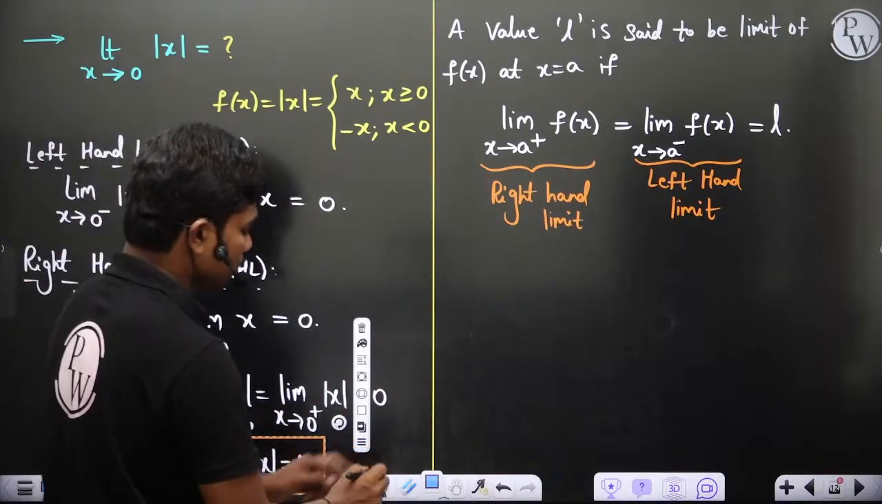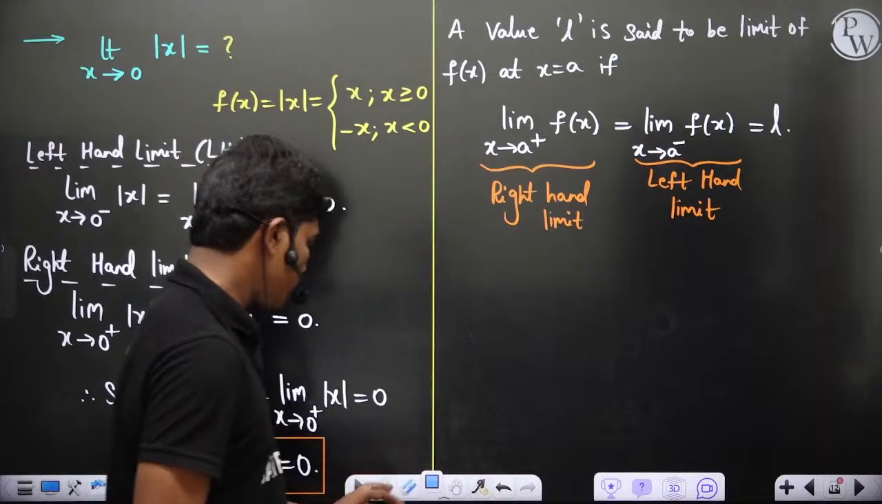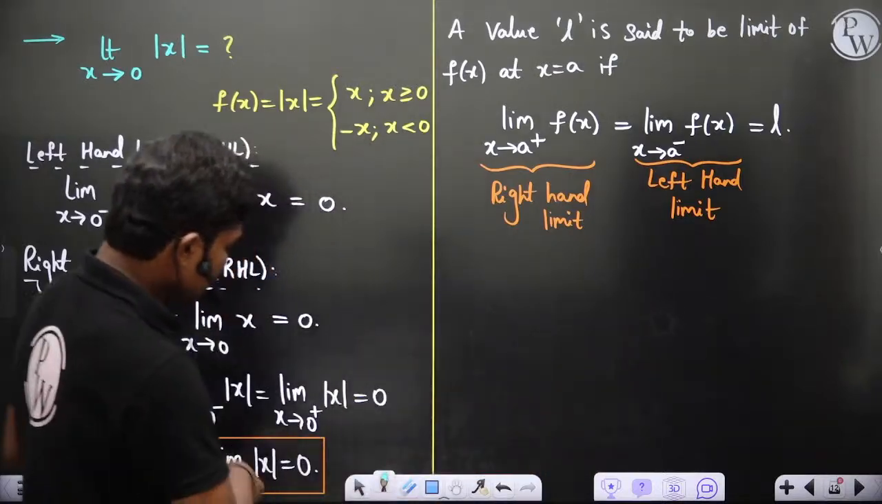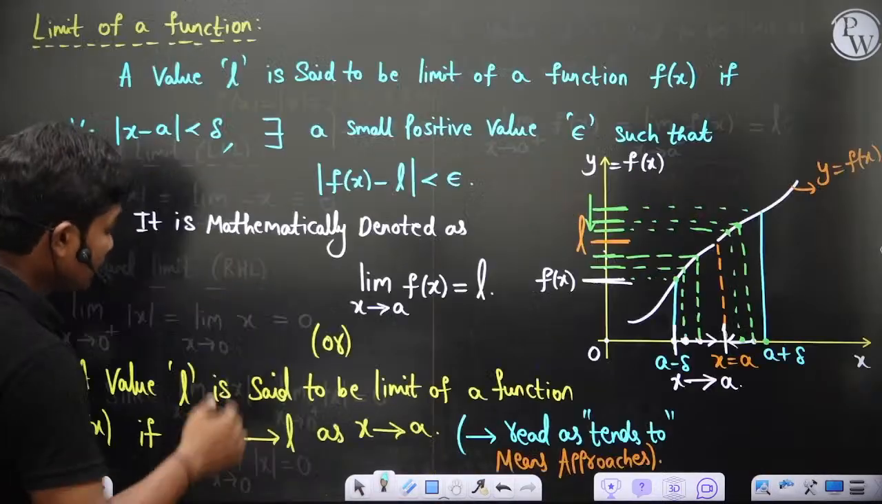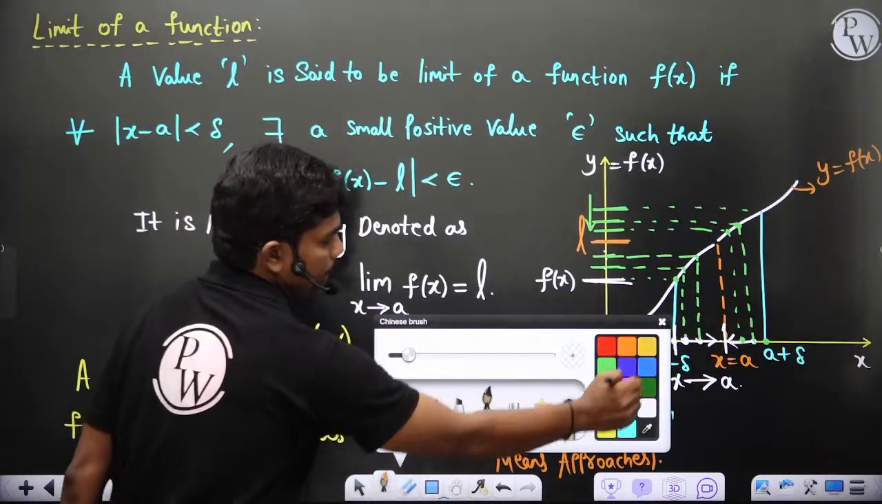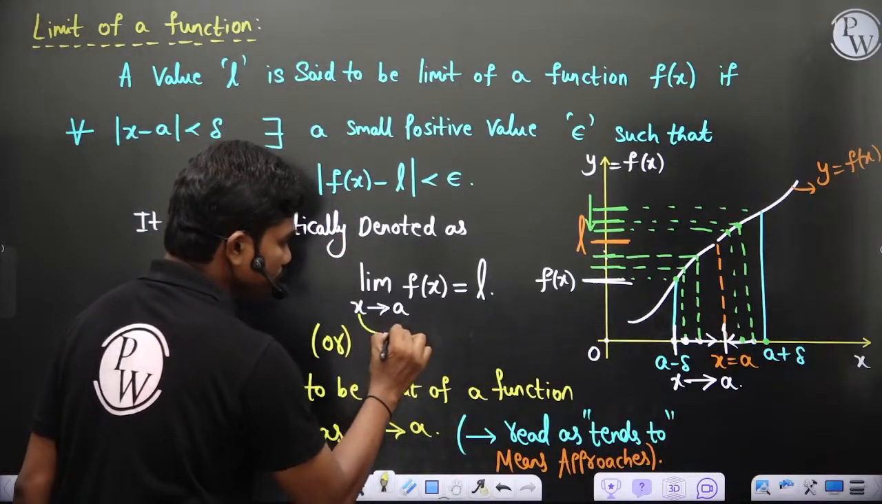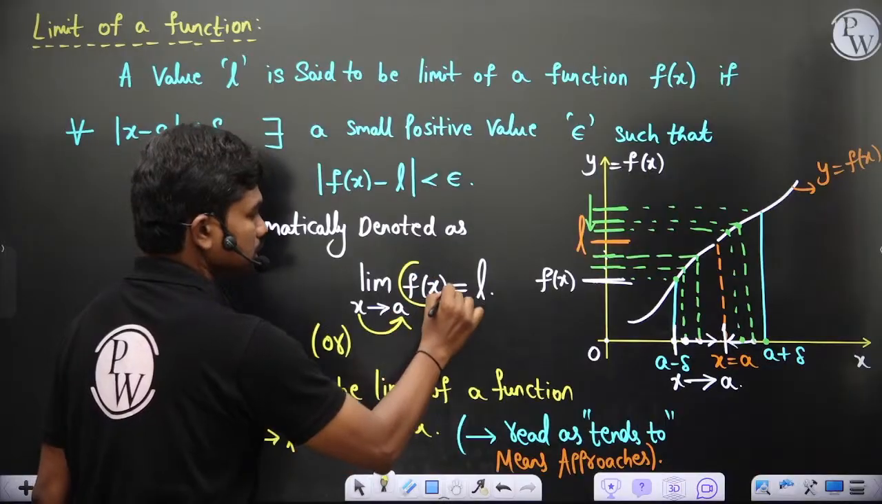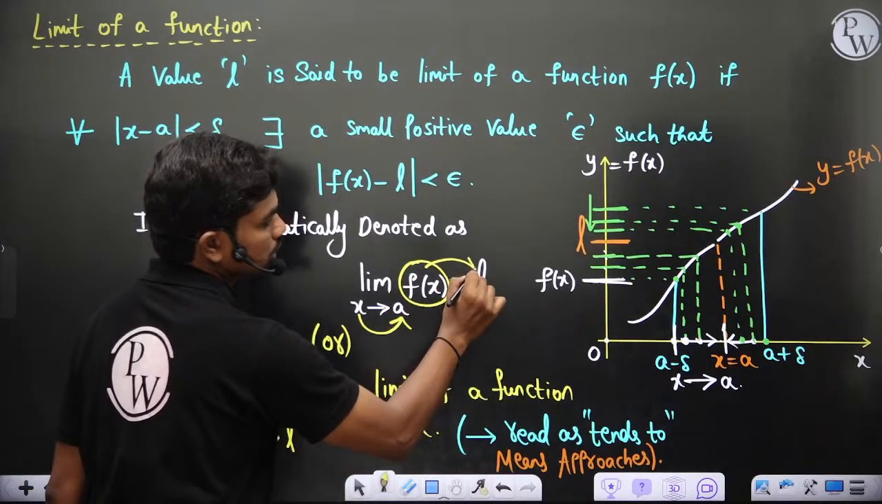Now you can ask me why I'm keeping 0 here. Basically in this case, this definition tells you that as x is moving towards a, f of x is moving towards this number.